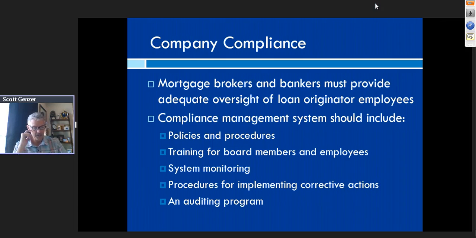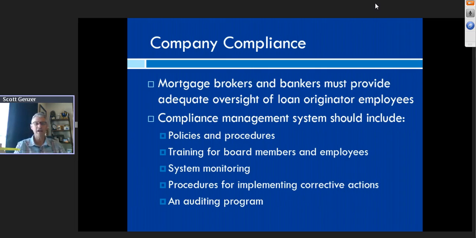They have procedures for implementing corrective actions when we find things aren't being done right, and an auditing program to look for gaps in our compliance and ensure that everything is functioning correctly. If we do that, and we have a robust compliance system in our company, the CFPB states that having an effective management system for compliance in place may help us establish a basis for claiming that a compliance failure was the result of a bona fide error.